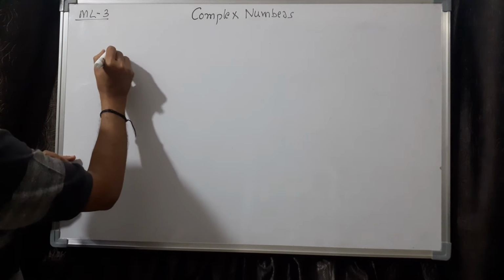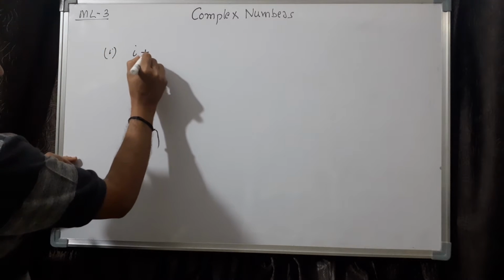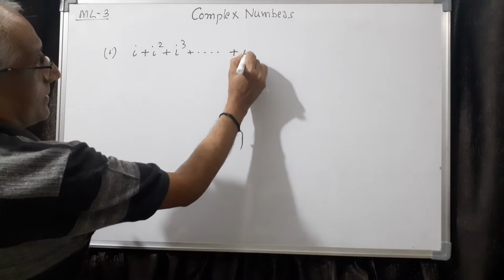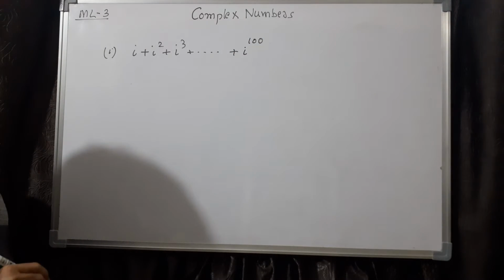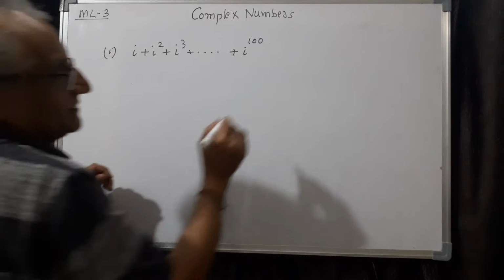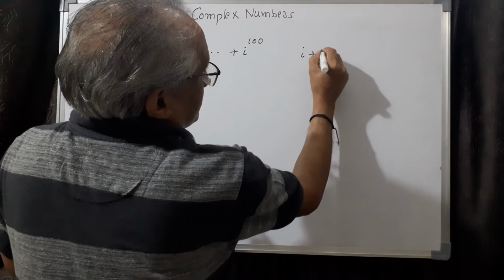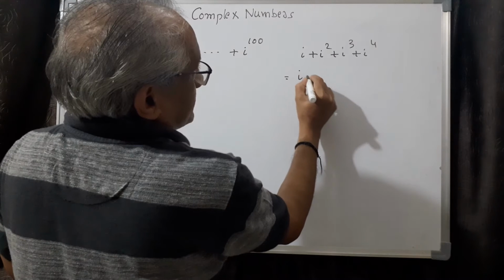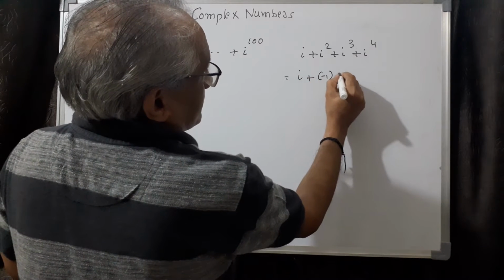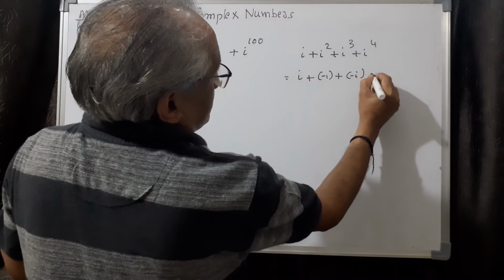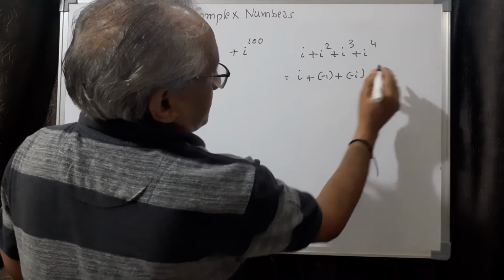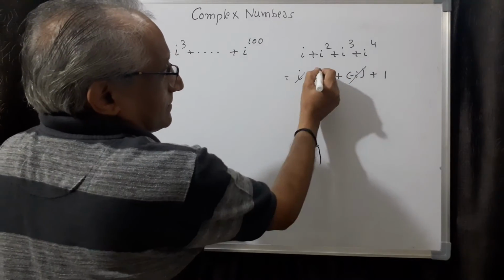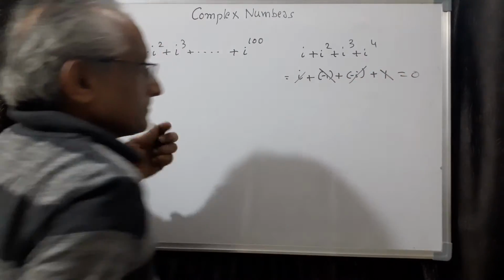Say for example, the question can be like this: find the value of i square, i cube, etc., up to i power 100. So what is this value? Before this, let me take one more. What is i plus i square plus i cube plus i power 4? This is i, this is minus 1, this is minus i, this is 1. So i and minus i cancel, minus 1 and 1 cancel, so this is 0.